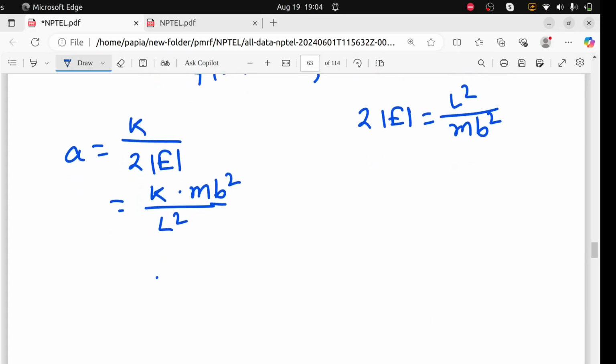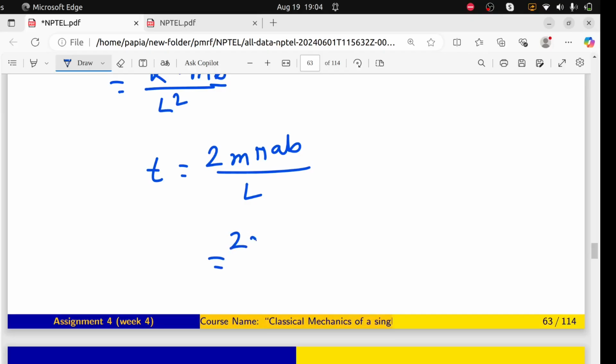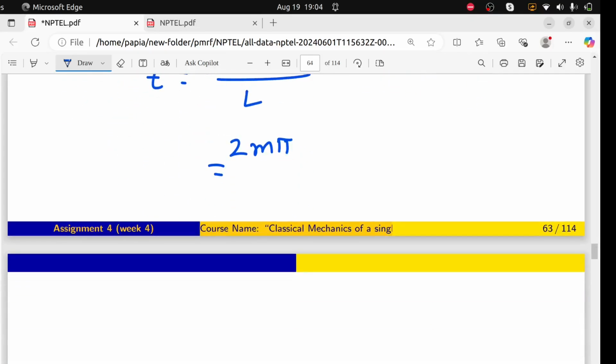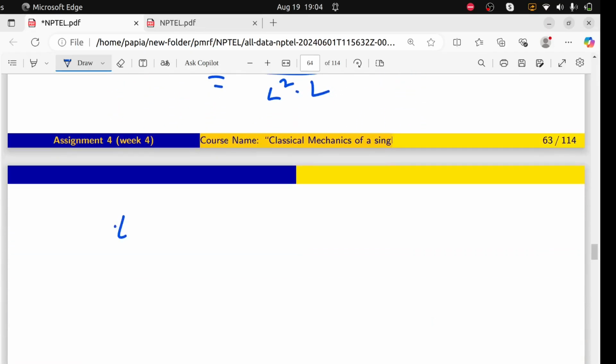Okay, and what was T? T was 2m pi AB divided by L. So I just put that value 2m pi, and A is nothing but kmb square by L square. So kmb square by L square into L and another B. Now you can see that our T can be represented by the time period capital T.